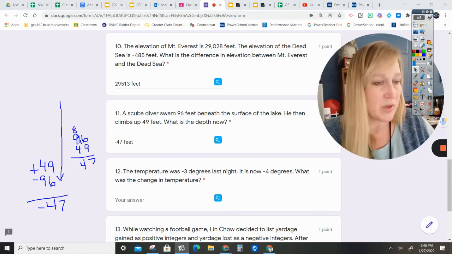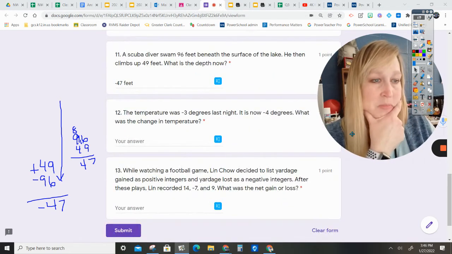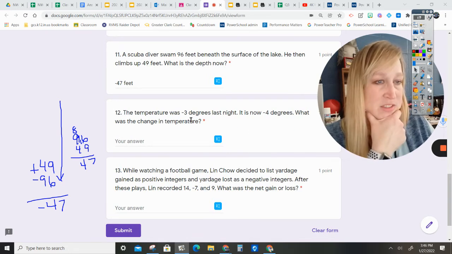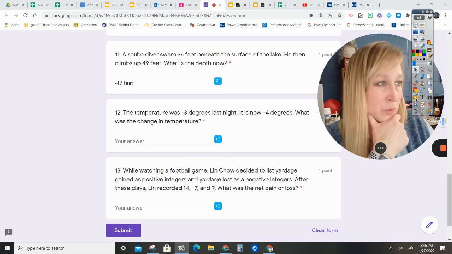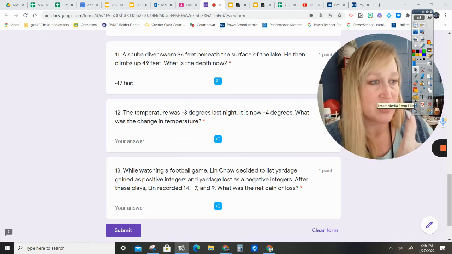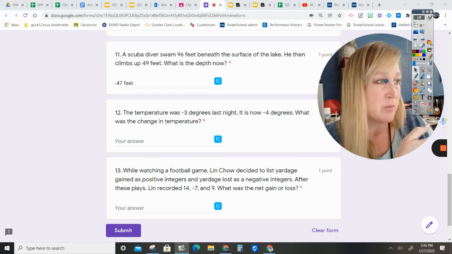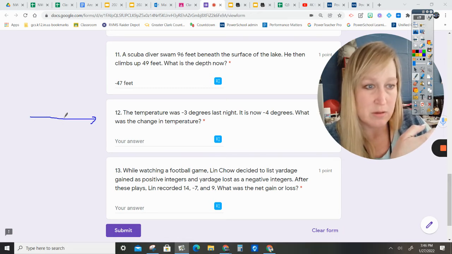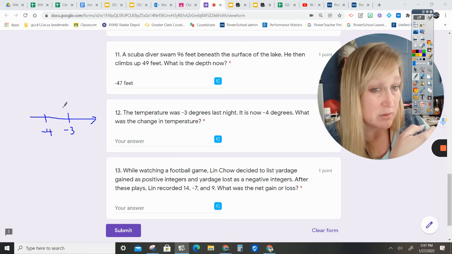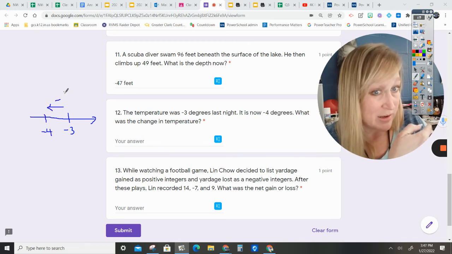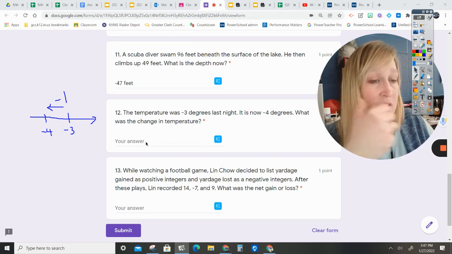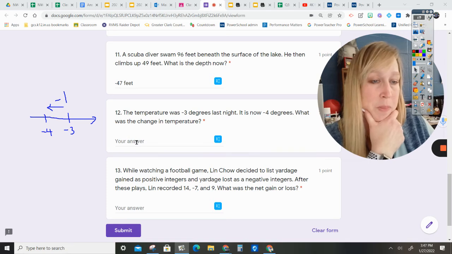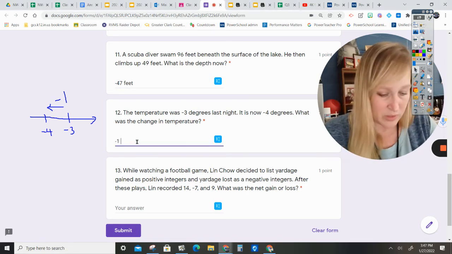Okay, we're going to do number 12 and number 13. Number 12, it says the temperature was negative 3 degrees last night. It is now negative 4 degrees. So how much did it change? Well, if I'm using my number line and it was negative 3 and it turned into negative 4, it went negative 1. The change in temperature was 1 degree, but it's a negative 1 degree. So we're going to type negative 1 degree.